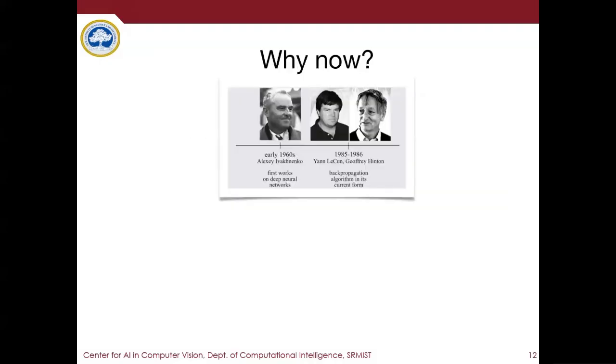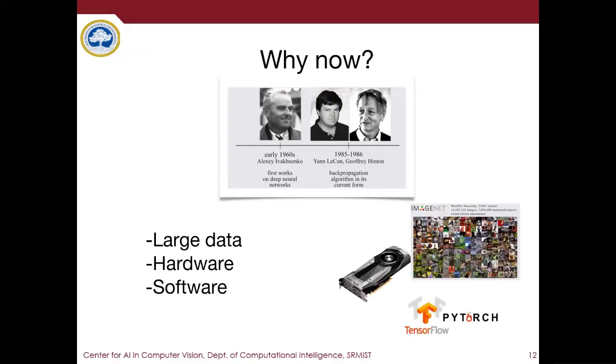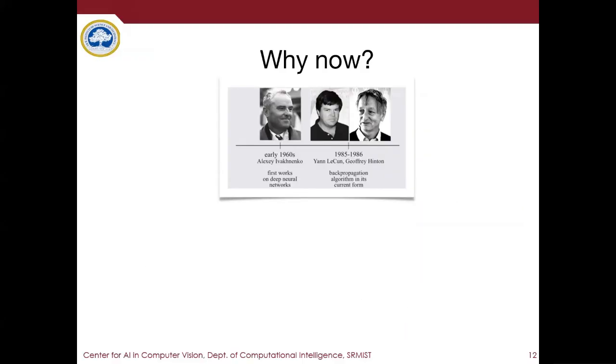And why now? See, after the 1950s, this vision technique started and people were interested in this. The first works on deep neural networks happened in the 1960s, and backpropagation was developed in the 1980s, 85, 86. But why now? Deep learning, AI, hi-fi.